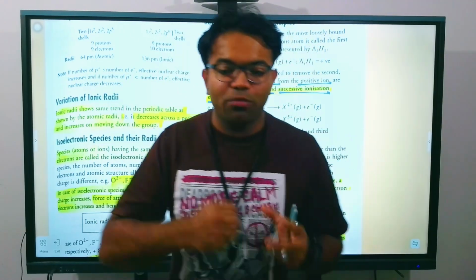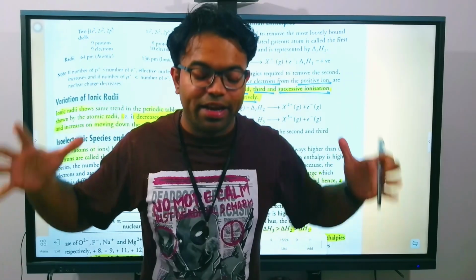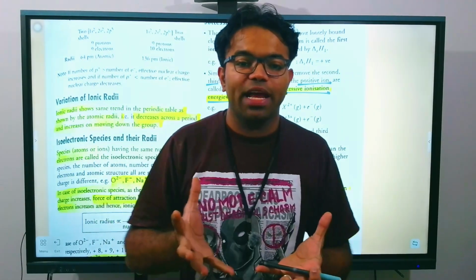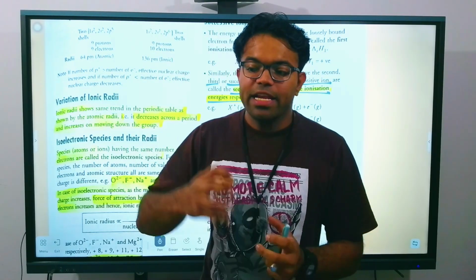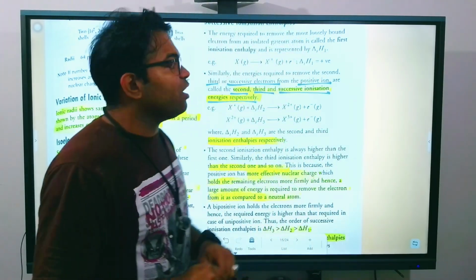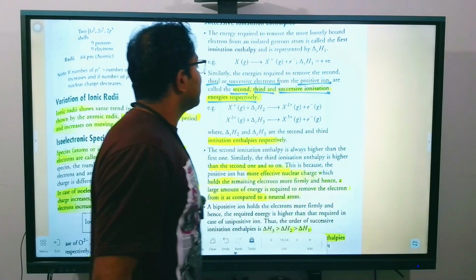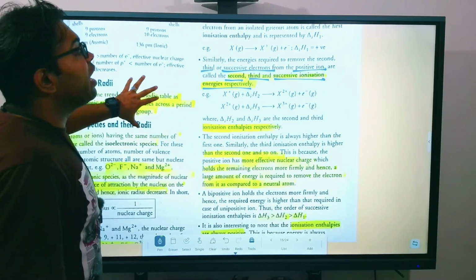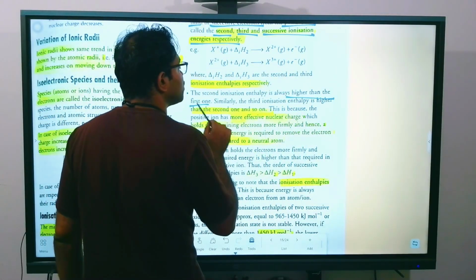And when an atom loses an electron, its hold on the rest of the electrons increases to a much larger extent. So therefore, the second ionization enthalpy becomes even larger. The second ionization enthalpy is always higher than the first one.